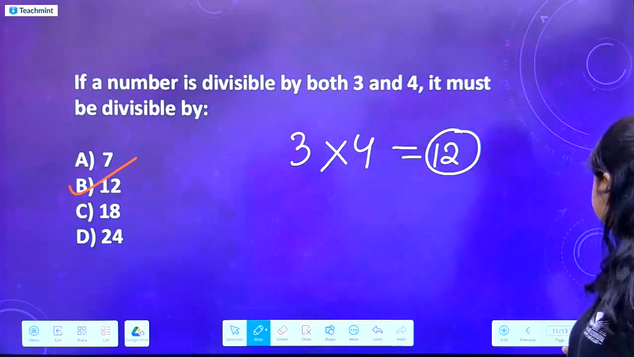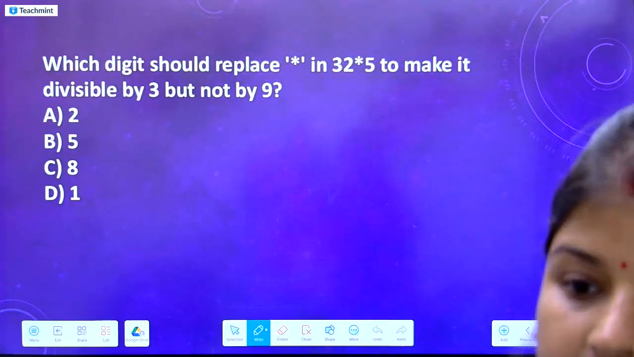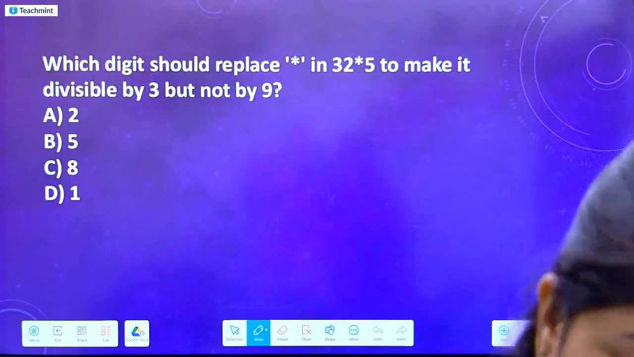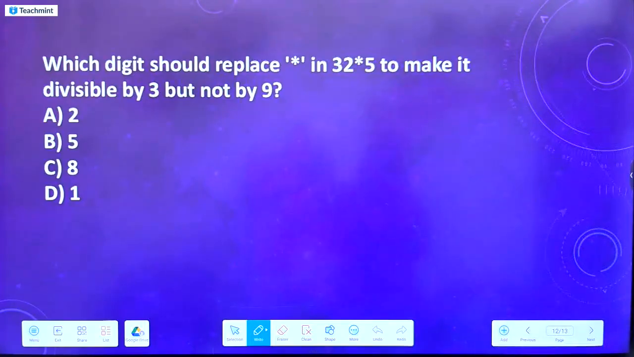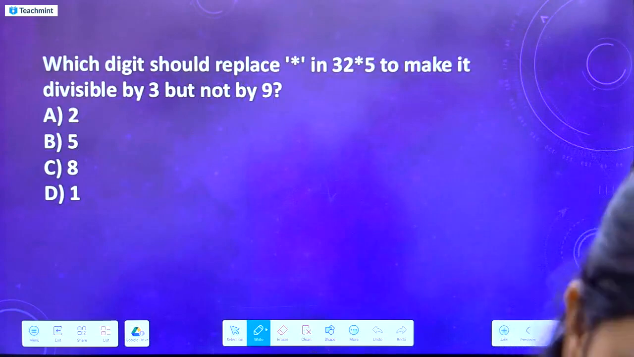Next question. Please see the question carefully. It should be divisible by 3 but not by 9. Not by 9.